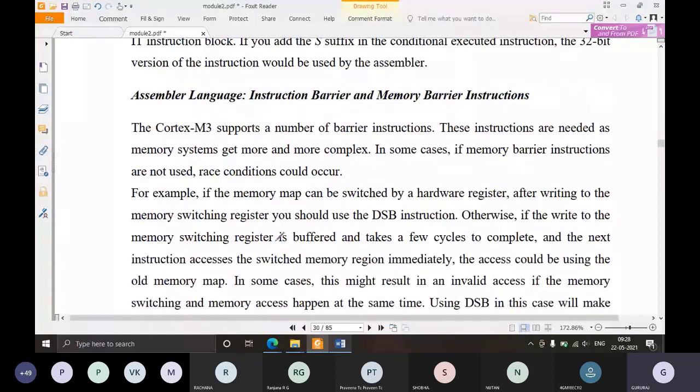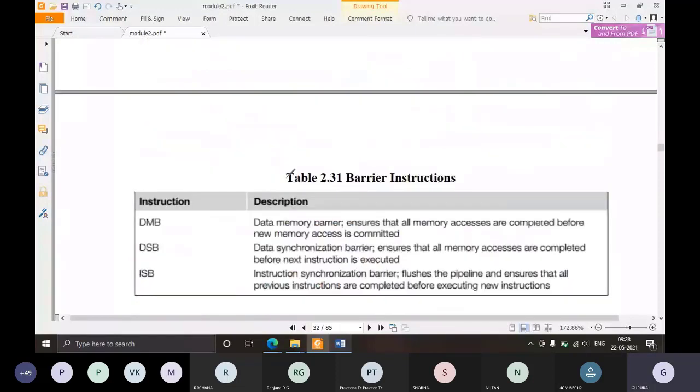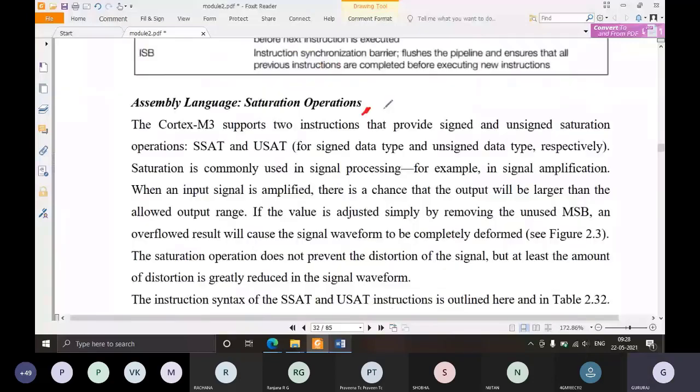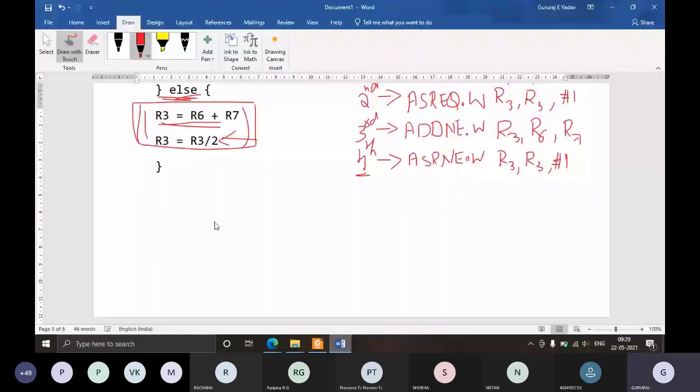Yeah, so the next instructions we'll discuss are about saturation operations. What do you mean by saturation operations? I'll give an example for this. What do you mean by saturation operations?